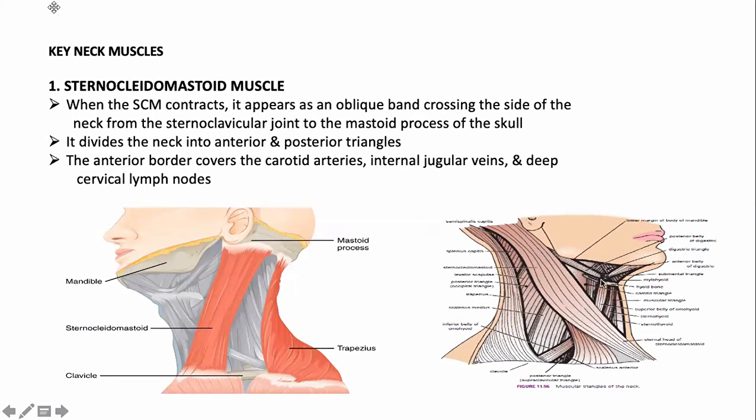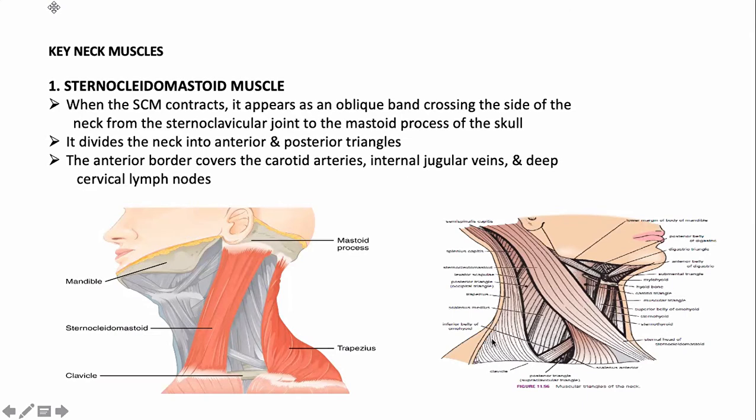This is the anterior triangle of the neck. It is bounded anteriorly by the midline of the neck, superiorly by the body of the mandible, and posterolaterally by the anterior border of the sternocleidomastoid muscle. The posterior triangle of the neck is bounded anteriorly by the posterior border of the sternocleidomastoid muscle, posteriorly by the anterior part of the trapezius, and inferiorly by the clavicle.